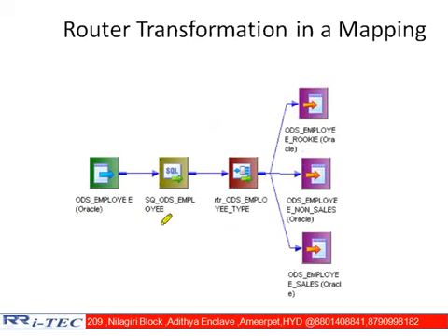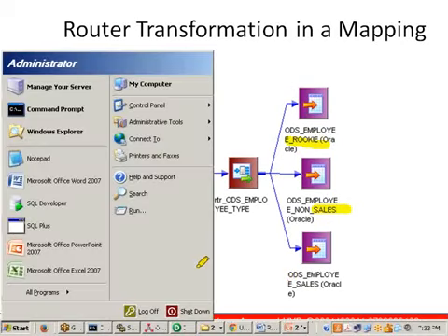Now, see this one, the router transformation in a mapping. This is the ODS_EMPLOYEE. Do you remember or not? ODS_EMPLOYEE is your target in the first mapping. That one I am doing further processing on. In the ODS_EMPLOYEE data, I am trying to understand which records are rookie records, which records are sales records, and which records are non-sales records.